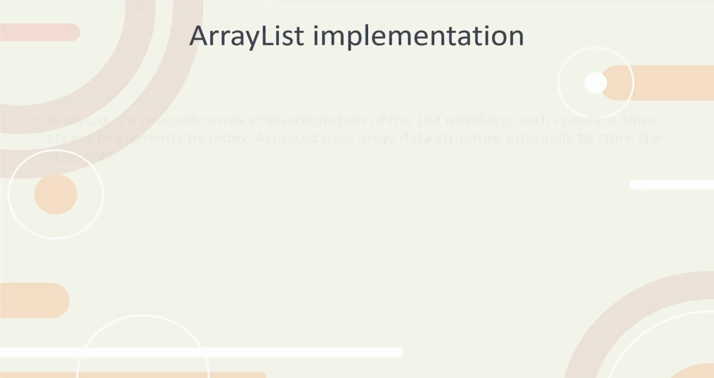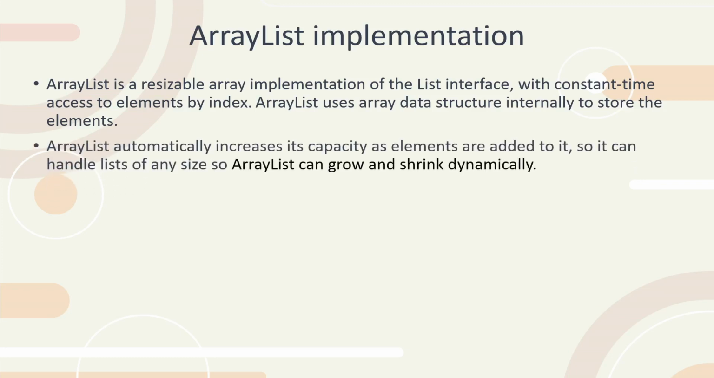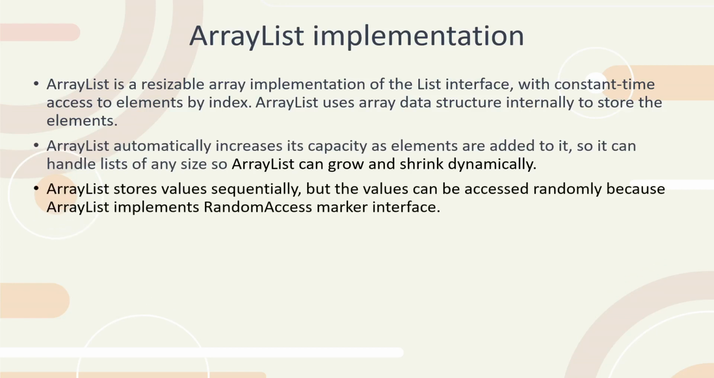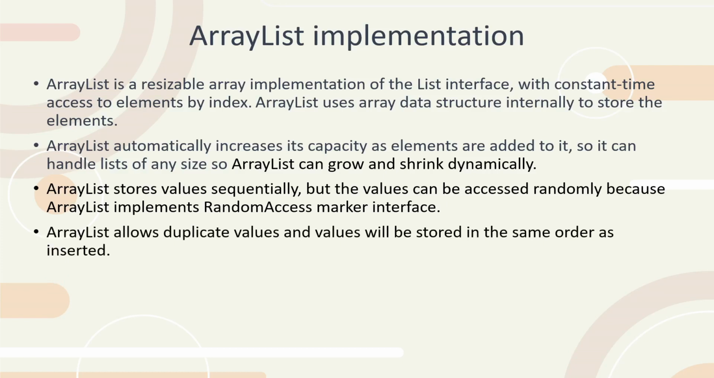The first implementation is ArrayList. ArrayList is a resizable array implementation of the List interface with constant time access to elements by index. ArrayList uses an array data structure internally to store the elements. ArrayList automatically increases its capacity as elements are added to it, so it can handle a list of any size, growing and shrinking dynamically. ArrayList stores the values sequentially, but the values can be accessed randomly because ArrayList implements the RandomAccess marker interface. ArrayList allows duplicate values and values are stored in the same order as inserted.